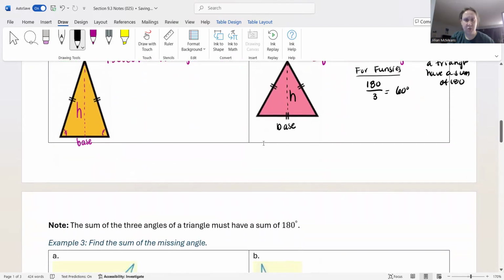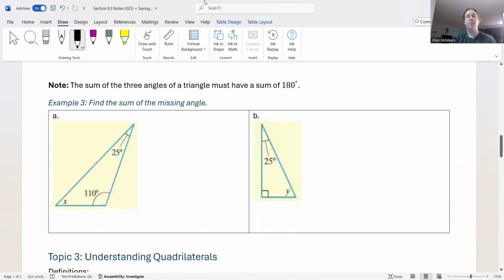I don't know, do we have more? Yes, we have more. So I finally officially tell you in this example 3, I have: note the sum of the three angles of a triangle is 180 degrees. We have to know that, okay?